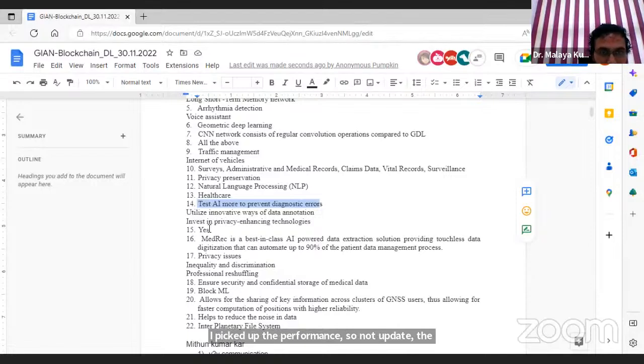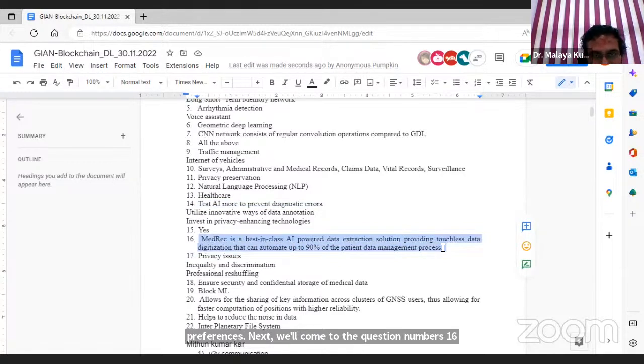Next, we come to question number 16. What is MEDREC? MEDREC is a best-in-class AI-powered data extraction solution providing touchless data digitization that can automate up to 90% of the patient data management process. Actually, MEDREC was developed in 2016 by Azaria to manage medical records or electronic medical records.